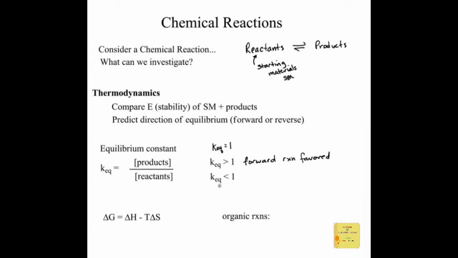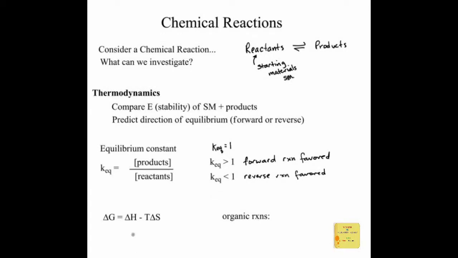If the KEQ is less than 1, a very, very tiny number, that means our denominator here is the larger value. The concentration of reactants is greater. And so that means that the reverse reaction is favored. So if we're asking in which direction an equilibrium lies, we can either ask, is it forward or reverse? Or perhaps we can ask it in terms of KEQ. Is KEQ greater than 1 or less than 1?